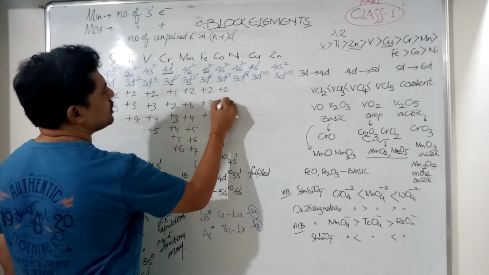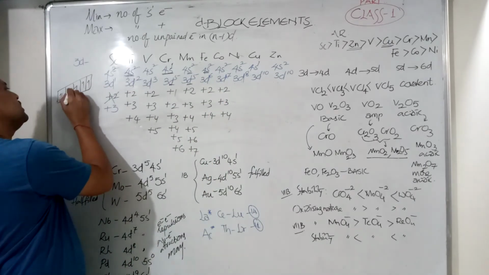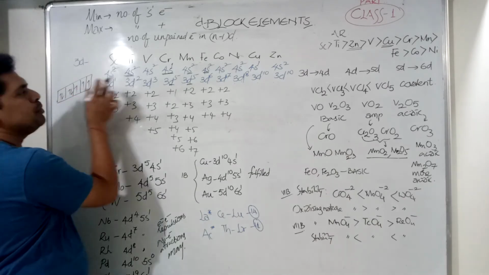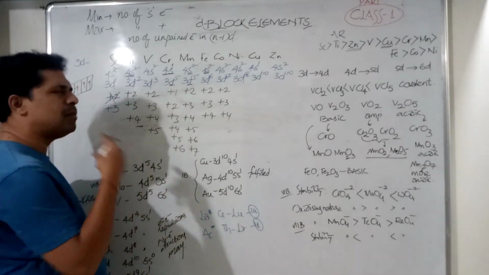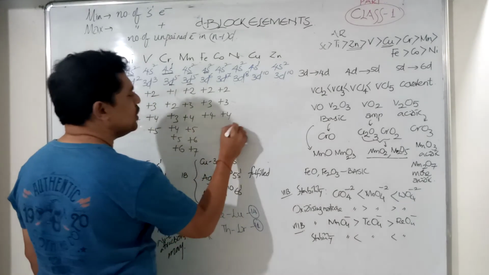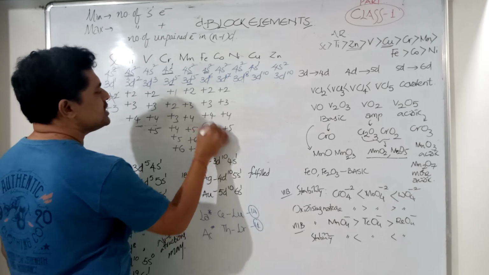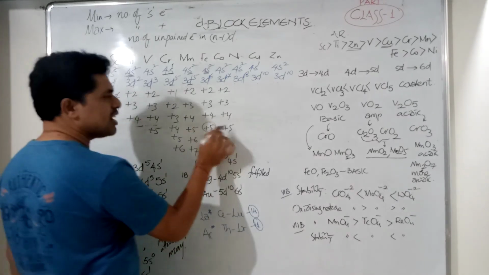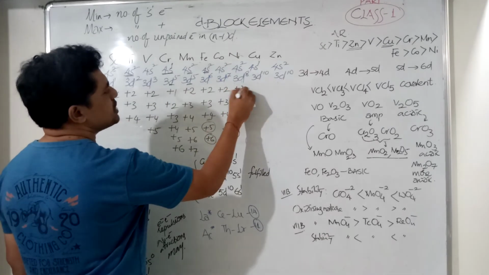Cobalt, actually cobalt 3d7 means up to here. So these 3 should be added. +2, +3, +4, +5. Well, cobalt +5 state we can show, but very rarely possible. These also you can show based on the number of electrons, but these are not there. So generally up to here only it will show. Nickel +2, +3, +4.